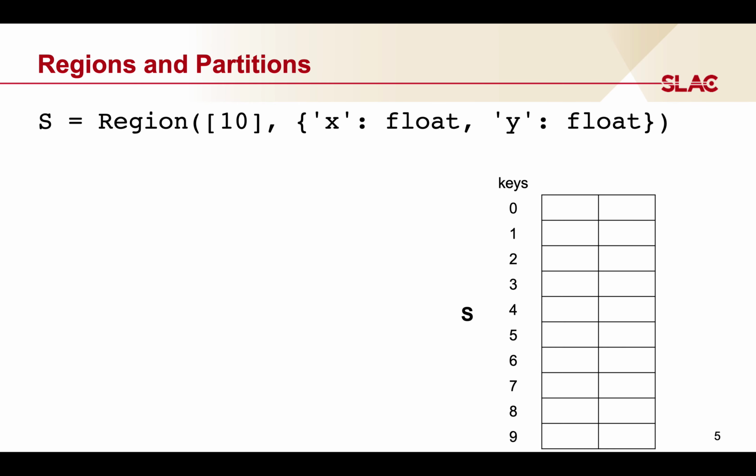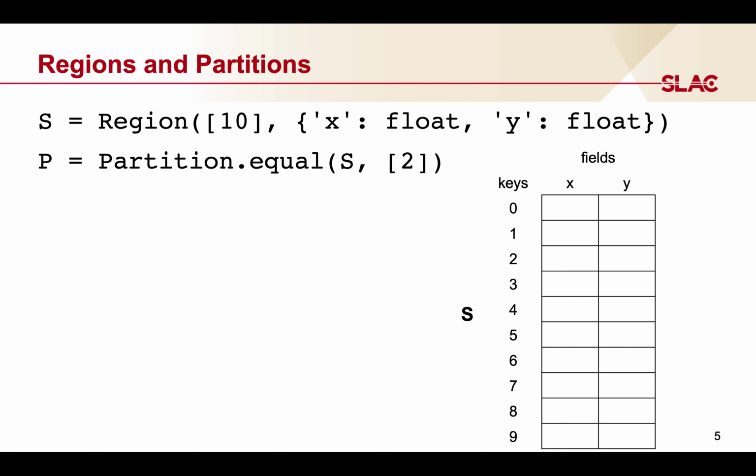The rows are identified with keys. These can be potentially multi-dimensional, but for simplicity I'm just showing a 1D set of keys here. And then you have some set of fields. So here we've got X and Y, which are both floats, but you could make these whatever you want. It could be temperature, pressure, chemical concentrations, position, velocity, acceleration, whatever you want. And so this is an extremely flexible and expressive data structure.